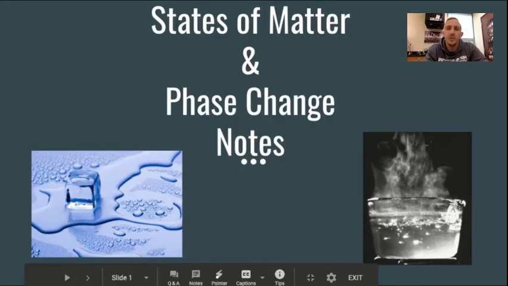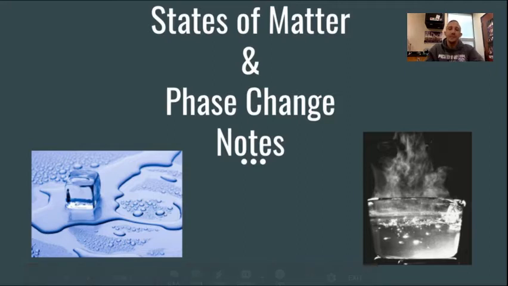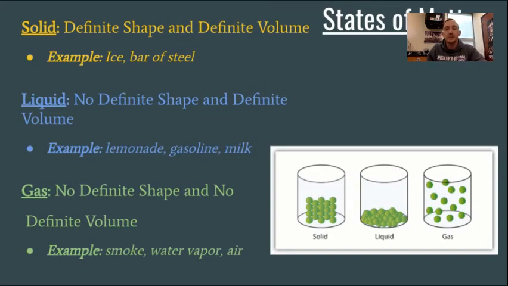Okay, so today what we're going to be talking about is states of matter and phase change notes. Most of you should have started your data collection for the ice melt lab. In doing so, all you're doing is observing, recording data, and you're going to be analyzing that data. These notes are going to help you analyze that data. They will also help you answer the questions on your lab reflection for the ice melt lab.